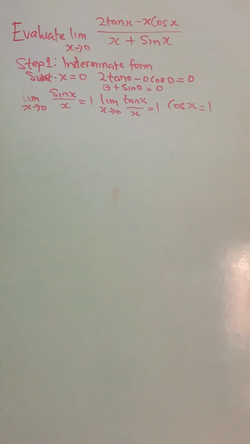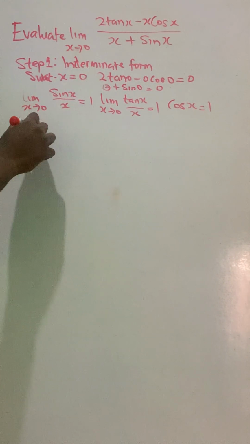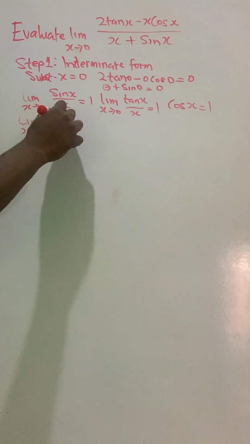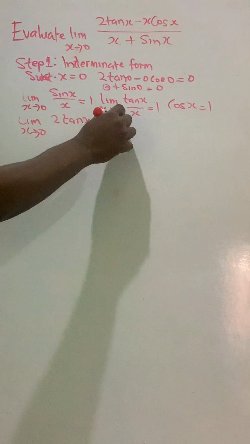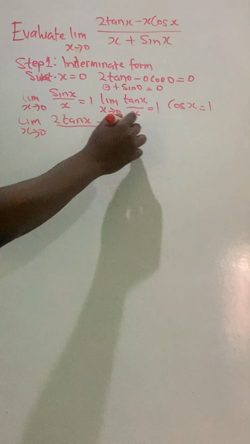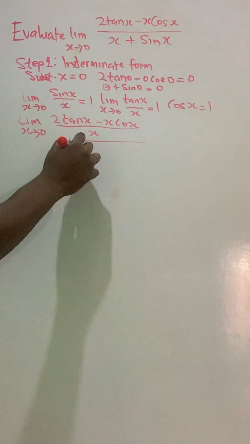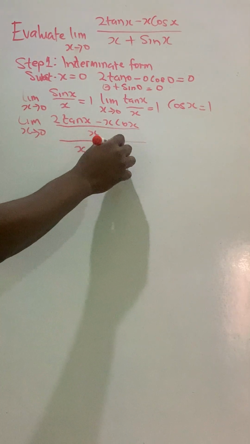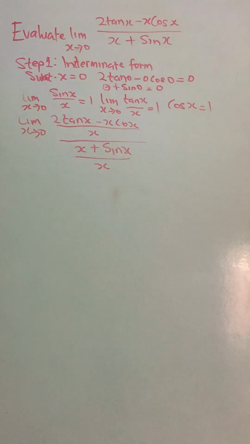So what I'm doing there is that we are going to divide both the denominator and numerator by x. So if we divide by x, we have lim x tends to 0 of (2 tan x minus x cos x) divided by x, over (x plus sine x) divided by x. As we've gotten this, we are now going to distribute x to each term individually.